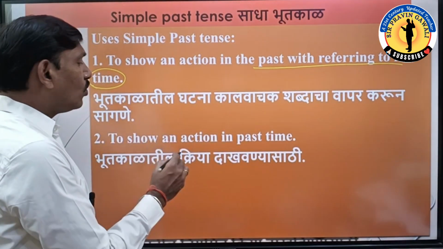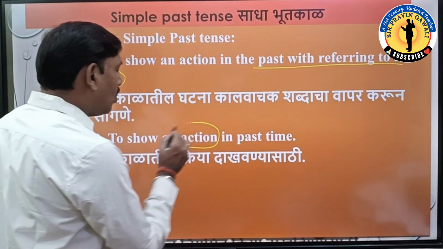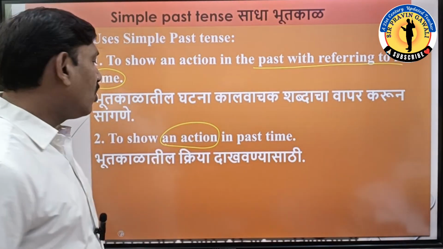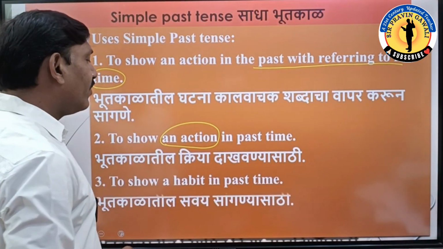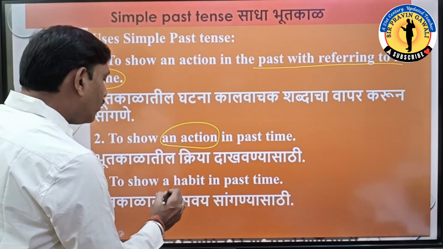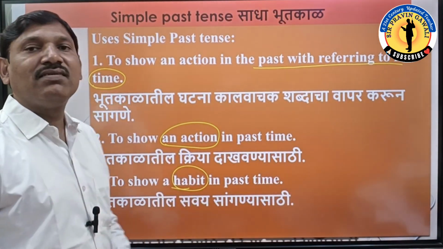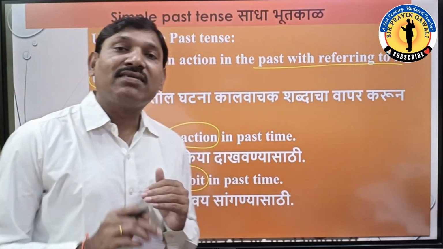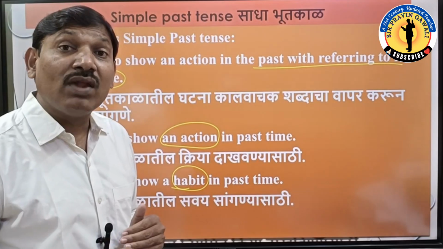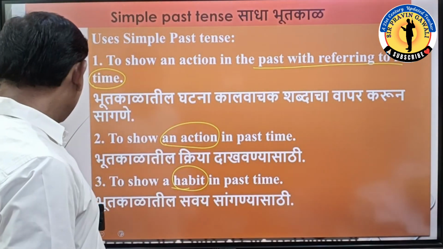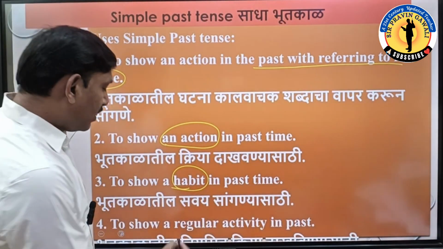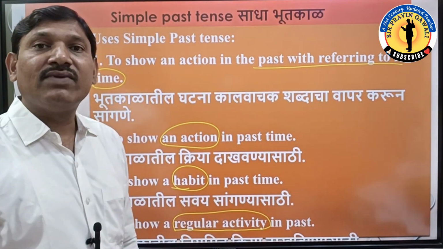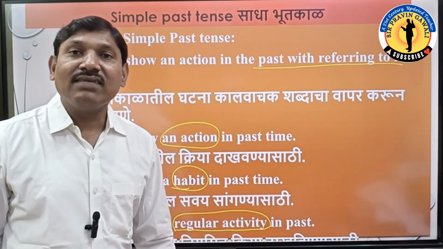Now next one, to show the action in the past time. If you want to talk or write about the action which has actually passed away. Now here one more important thing, the habit. If you want to mention or talk about the habit of a person or an action that occurred on a regular basis, that time we use simple past tense. If you want to show the regular activity, that time we use simple past tense.